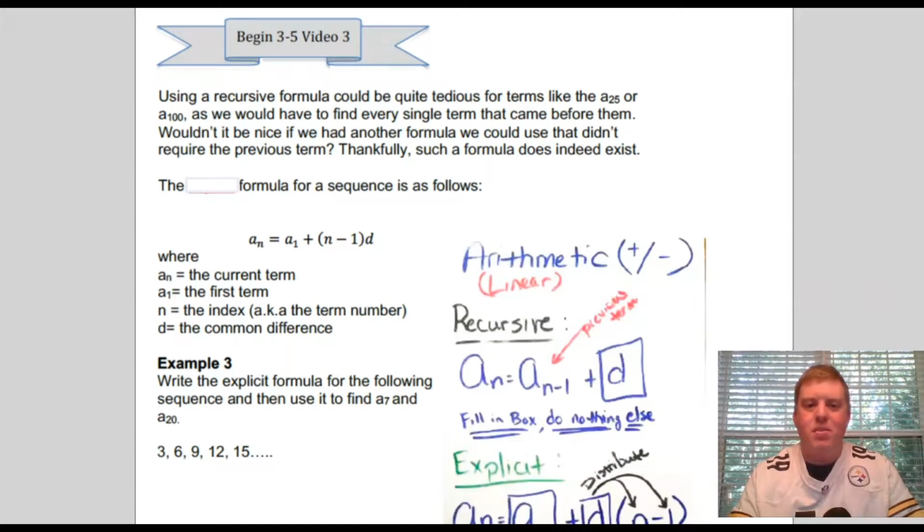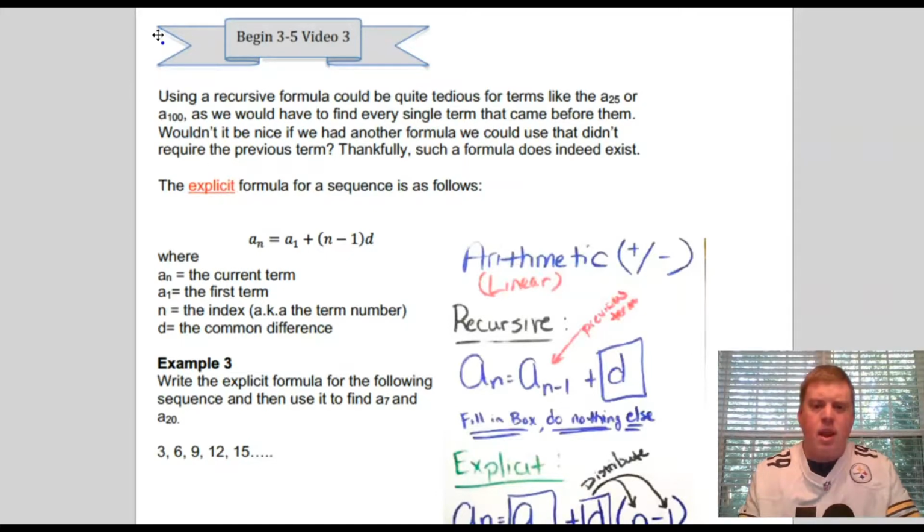Welcome to video 3. So as we discussed at the end of video 2, using a recursive formula can be rather tedious when we look for large numbers. For example, the 100th term or the 200th term, because you would have to find every single term that came before them before you could use the recursive formula to actually find that number. Thankfully, as I mentioned, we do have another method for doing that, a formula that does not require the previous term. And that formula is going to be called the explicit formula.